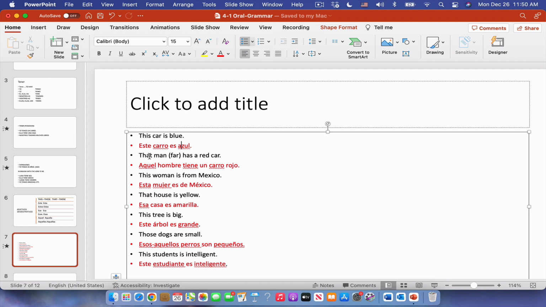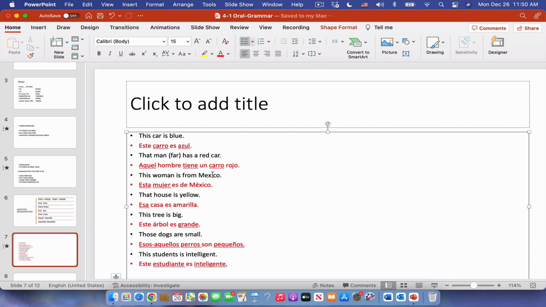If I say that man has a red car, in this case, I'm referring to a man that is very far away from me. I will say aquel hombre, I will use the group that is for far away, tiene un carro rojo, has a red car, un carro rojo. So you see that red, it goes in Spanish after car, right? So aquel hombre tiene un carro rojo.